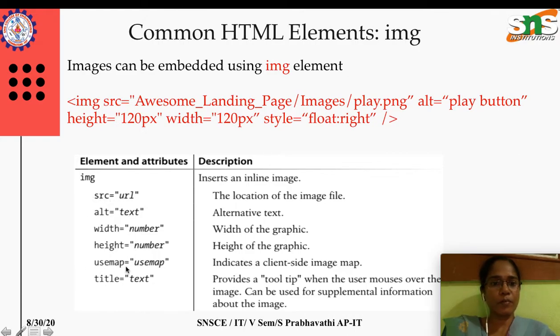Usemap is used to make our image a clickable image. Using this attribute we can make the displayed image clickable. If we click the image, it will take us to some other location. So for that purpose we will be using usemap. So this is all about the attributes for the HTML element image.